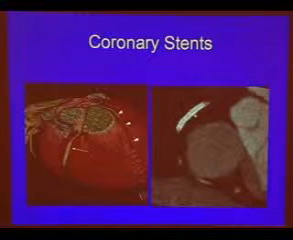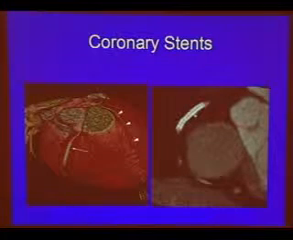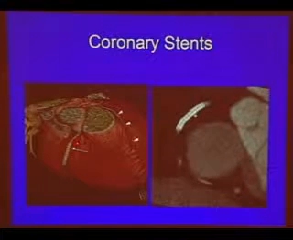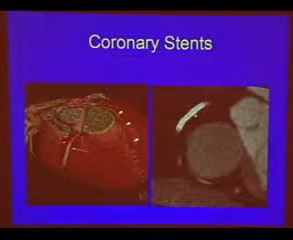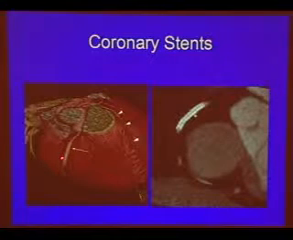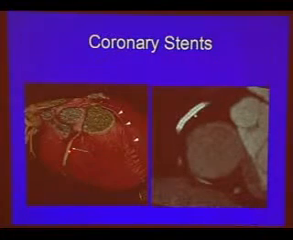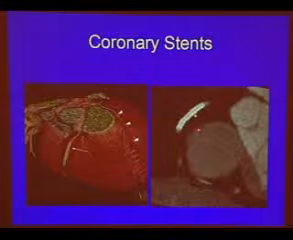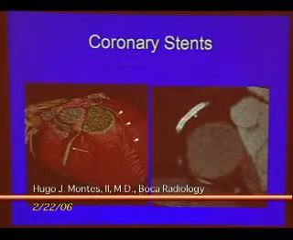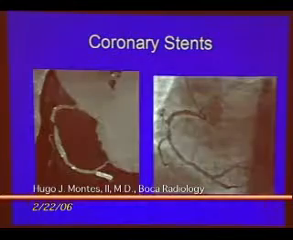Now, other things we can visualize with cardiac CT are coronary stents. Here's a 3D reconstruction of the heart. Here's the coronary artery, and you can see this metal stent in the coronary artery on the 3D display. And then on what we call a multiplanar reconstruction, we can actually see the coronary itself as well in a thinner section.